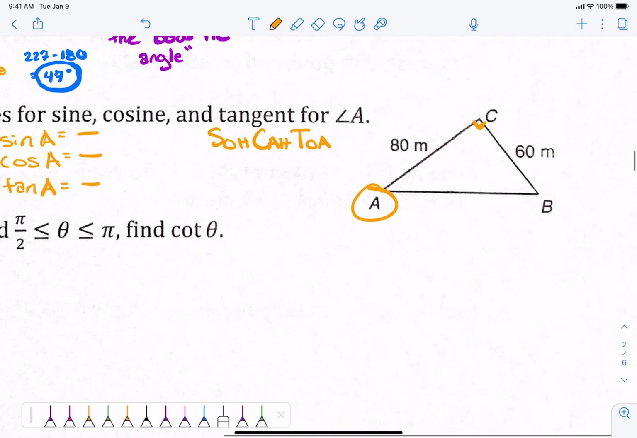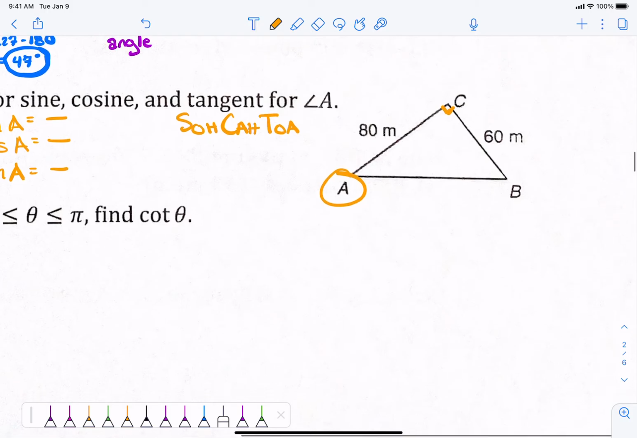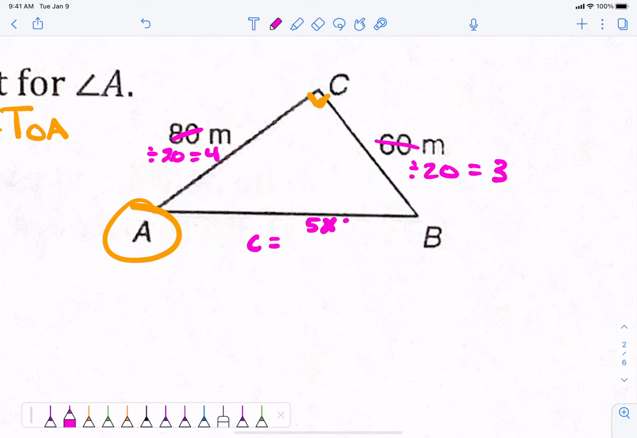But we do not have the third side of this triangle. We're missing one of the sides. And which side are we missing? The hypotenuse side, okay? So how do we find that hypotenuse side? It is a 3, 4, 5, right? So if I take each one of these, they are divisible by 20, right? If I divide 60 by 20, that equals 3. If I divide 80 by 20, that equals 4. And this is a 5 times 20, so C is going to be 100. Do you see how that is?